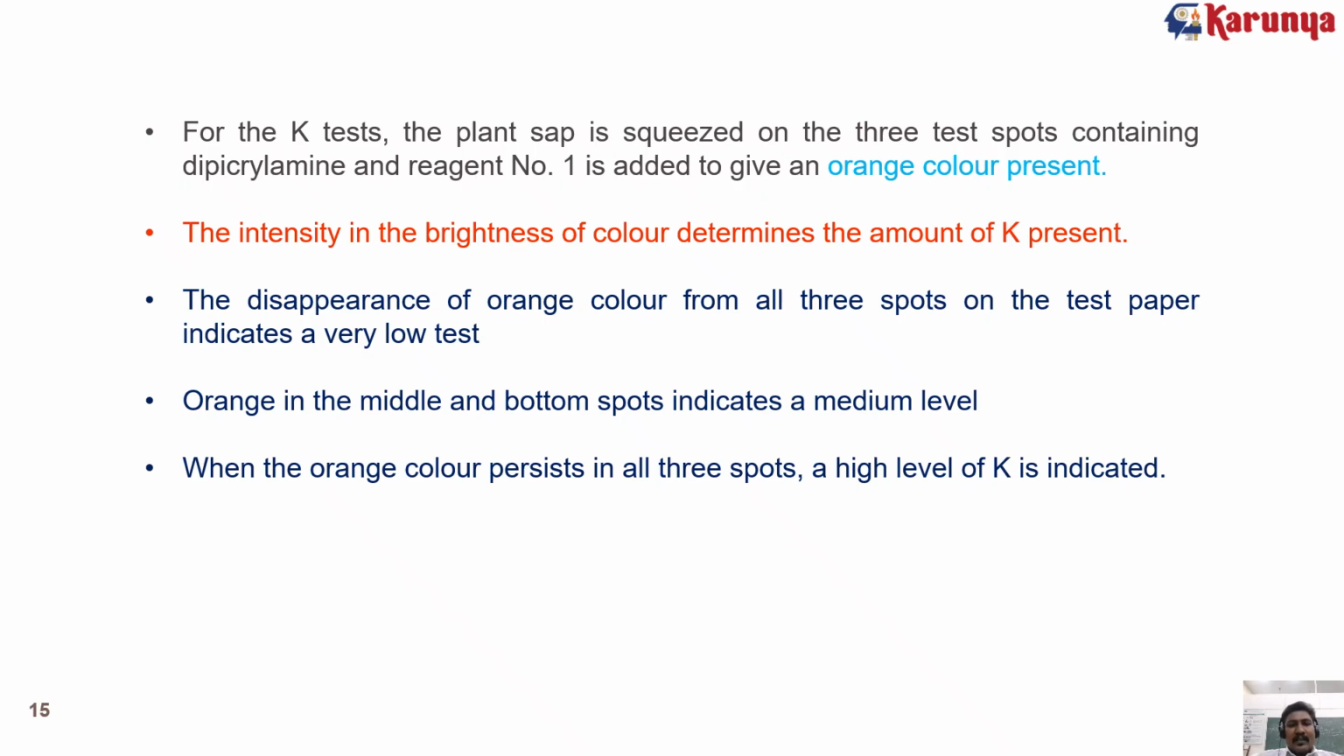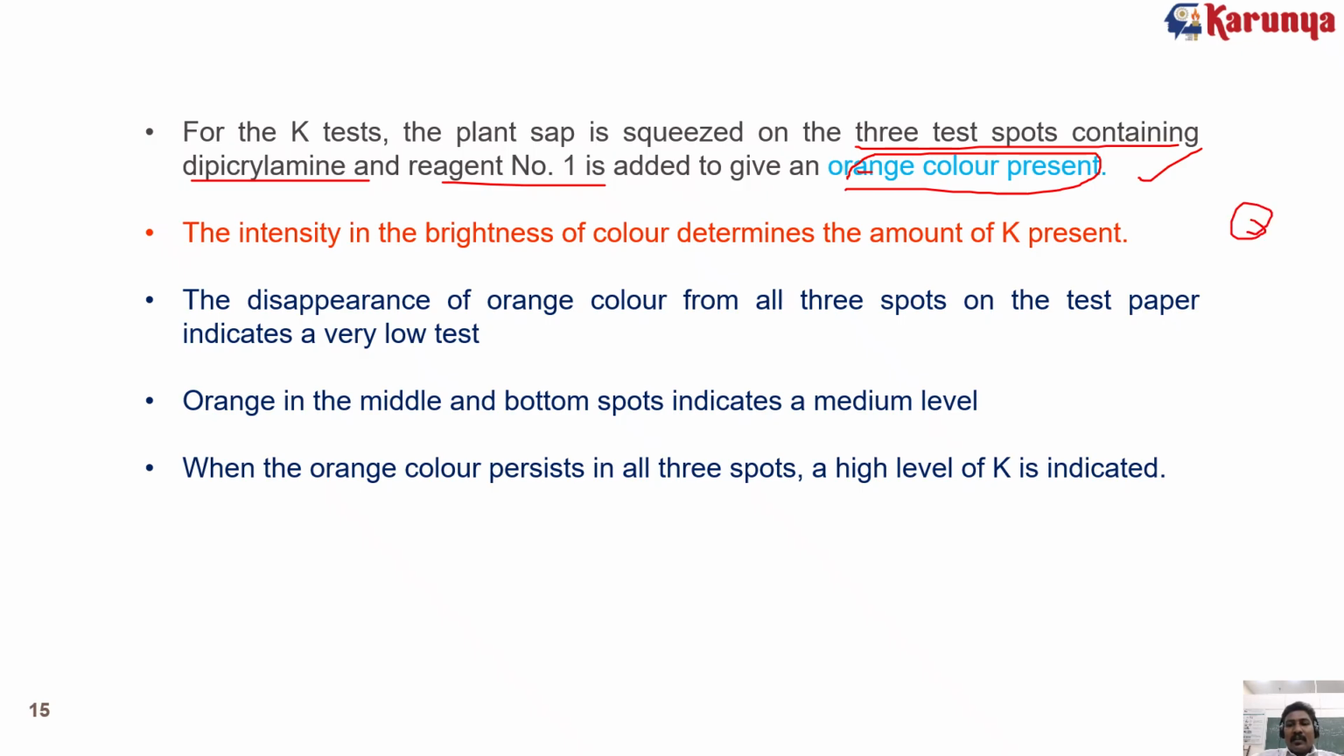For the potassium test, the plant sap is squeezed on 3 test spots containing dipicrylamine and reagent number 1. When you add reagent number 1, an orange color is present. The intensity and brightness of the color determine the amount of potassium. So once the orange color disappears from all 3 spots, the test paper indicates very low.